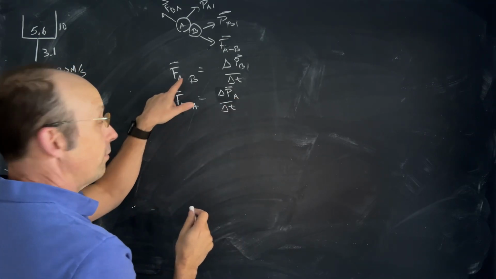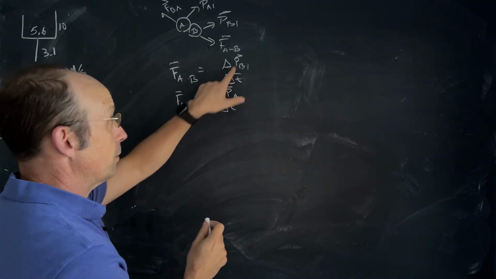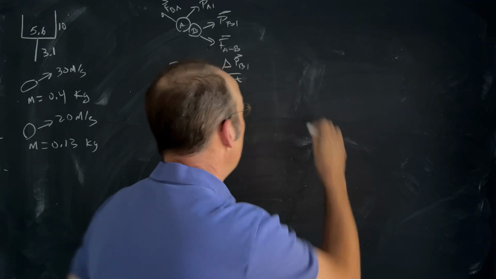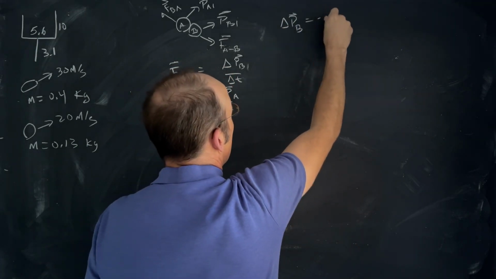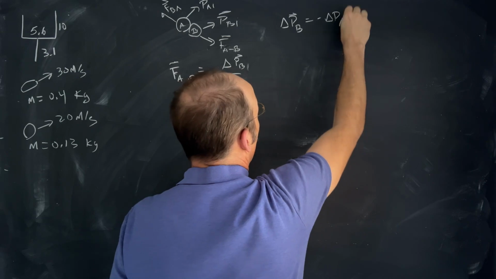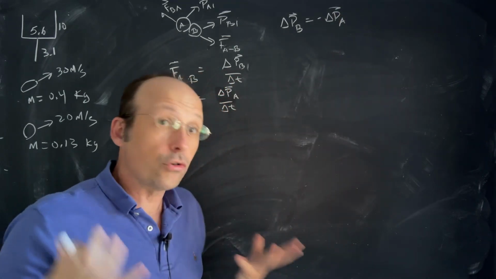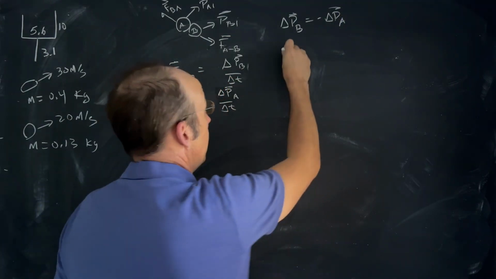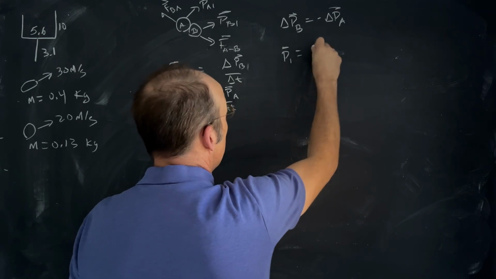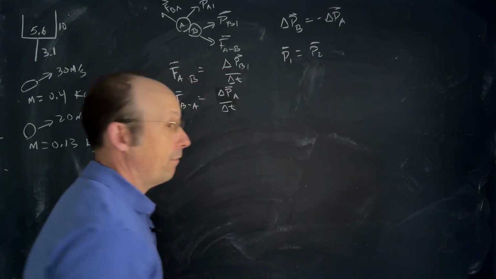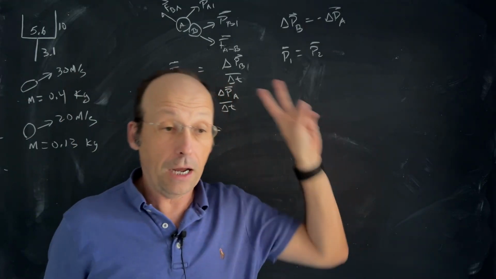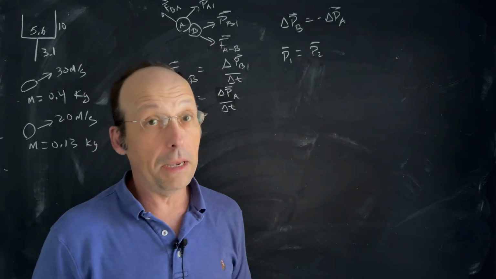But this force is the opposite of that, so this has to be the opposite of that. What you get is the change in momentum for B is equal to negative the change in momentum of A, or the total change is 0. Or you could say P1 equals P2. This is the momentum before the collision, and that's the momentum after the collision. Conservation of momentum.